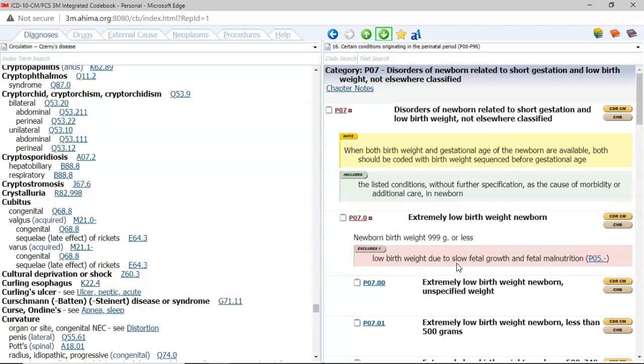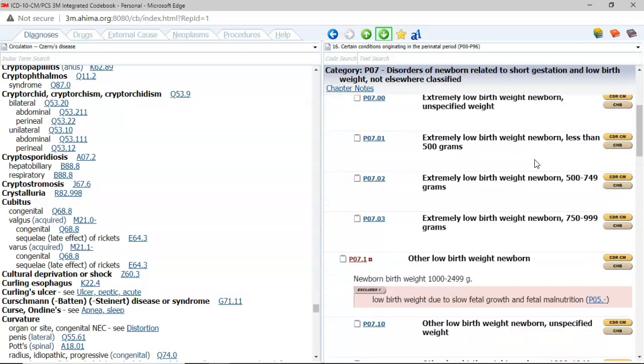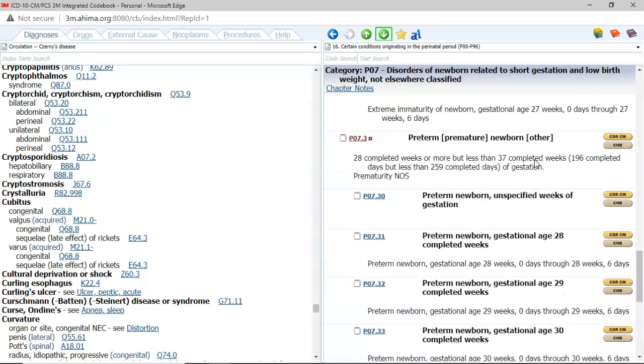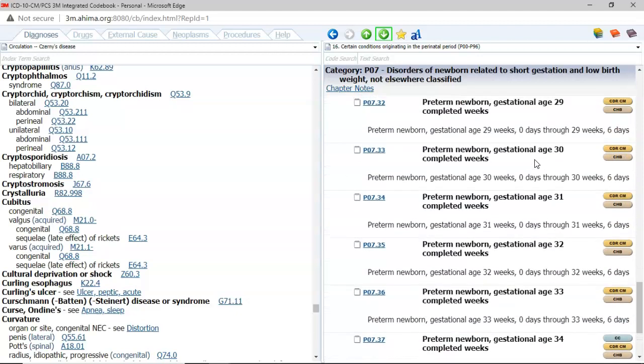And again, I want to remind you that you would typically have both the weight and the gestational age, and the weight should be sequenced before the age. So that's convenient because we have the codes for weight listed right here before the codes for gestational age.